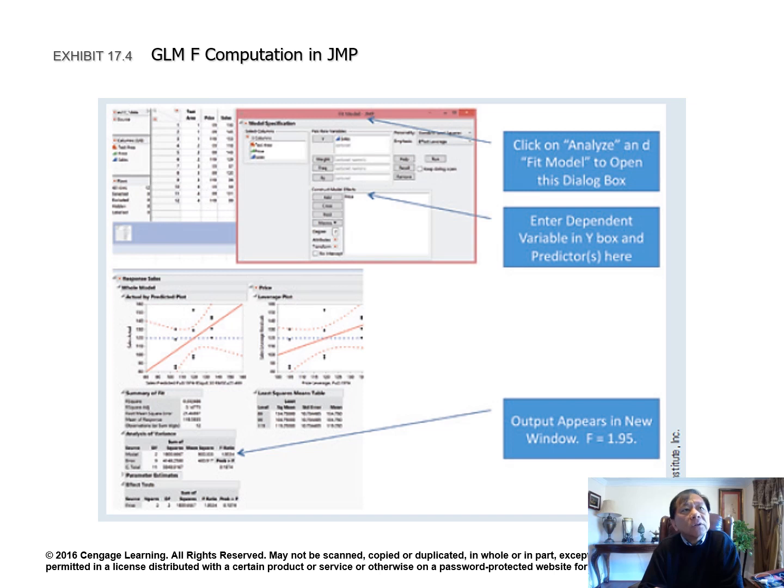This one shows the general linear model F computation in JMP. You click on Analyze and then Fit Model to open the dialog box. You enter the dependent variable in Y and the predictors here. And then the output appears in a new window like this one. This is JMP.